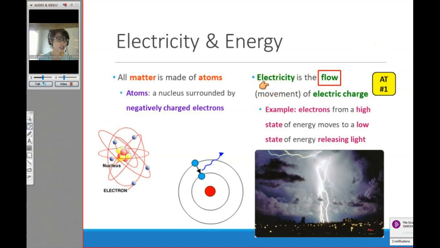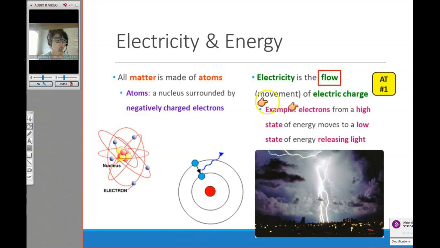So the reason they are so important is because electrons are involved in electricity. So electricity is the flow or motion of electric charge, right? So electrons being able to move is what gives us electricity.